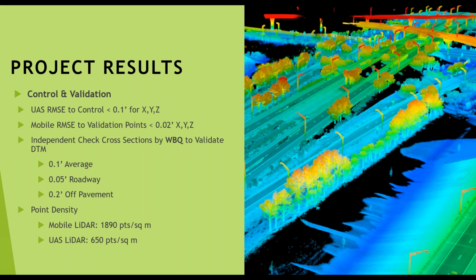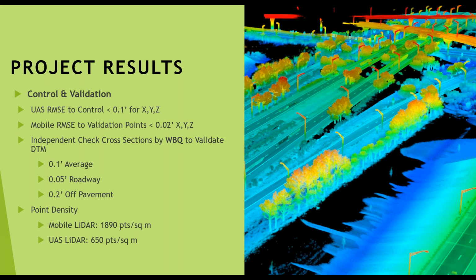So they authorized us to do this, but required a secondary firm to come in and independently validate the control. Through those independent cross sections completed by another firm, we had a tenth of a foot average between roadway and off pavement. On the roadway, we were sitting at 0.05 inches, which easily met their spec of what they needed, and off pavement was 0.2. Part of that 0.2 is because of the vegetation that's there.